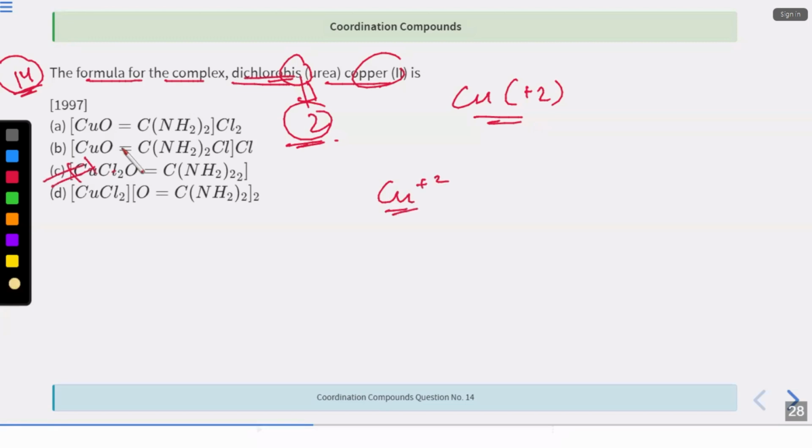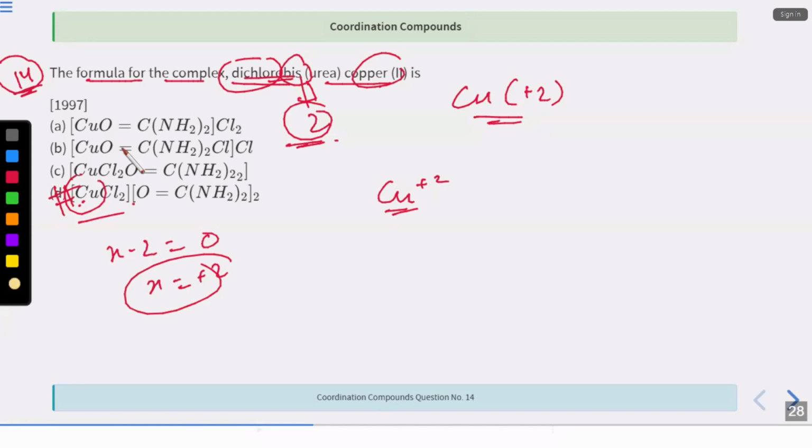Let's see how. Not this one, sorry, option number D is the right option. So it is copper dichloro, which you can see here, dichloro copper 2. Why plus 2 here? Because X minus 2 would be 0. This is a neutral compound, so X is in plus 2 state. So copper is in plus 2 state here.